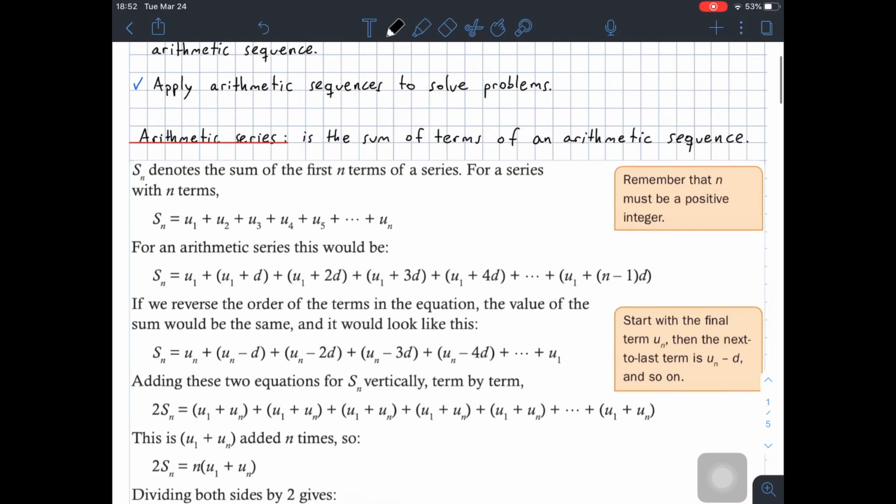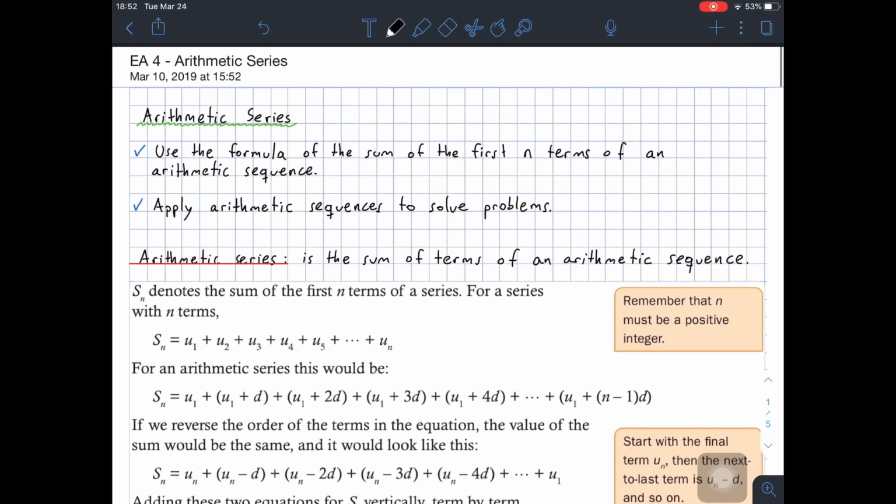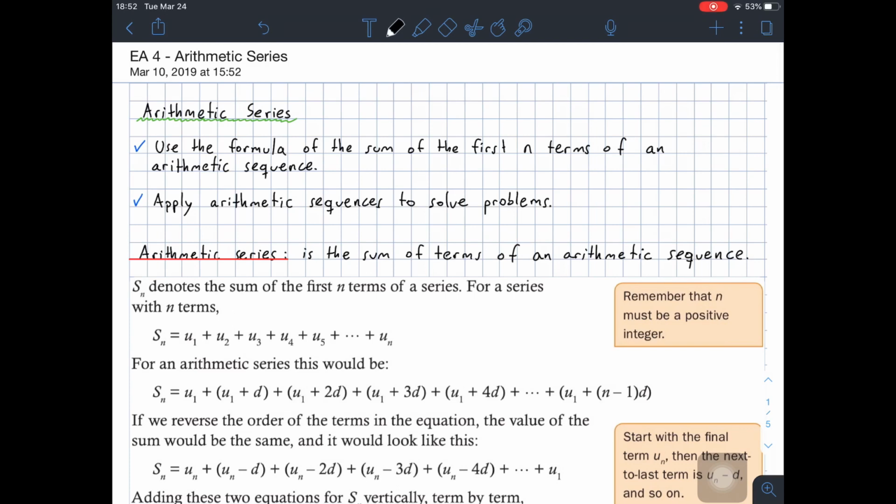Hello seniors, today we're going to see the continuation of arithmetic sequences, which is arithmetic series. The big difference between arithmetic sequence and arithmetic series is that arithmetic sequence focuses on each of the terms of the sequence, while the arithmetic series finds the sum of all of the terms in an arithmetic sequence. That's the difference between sequence and series.